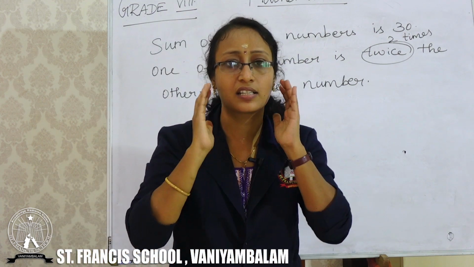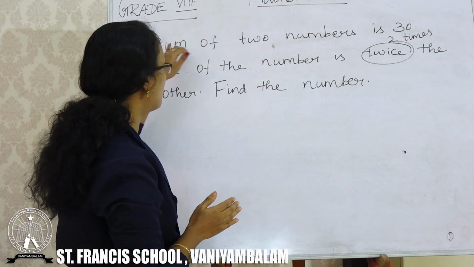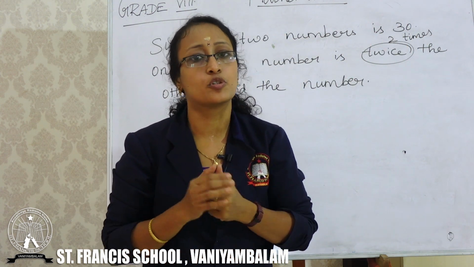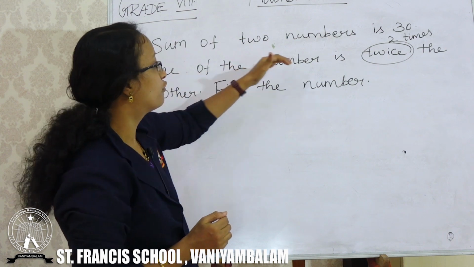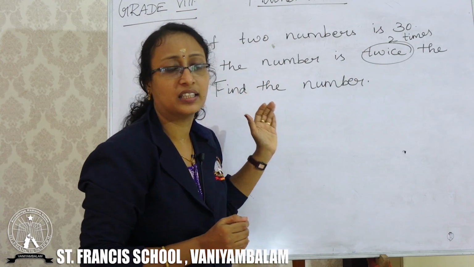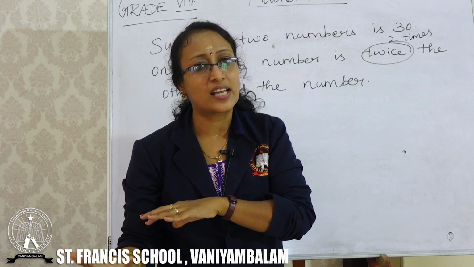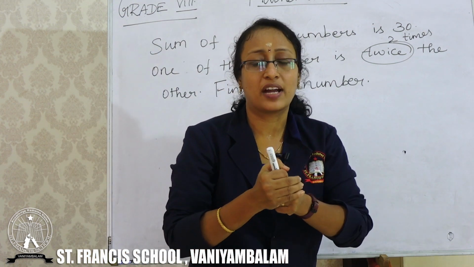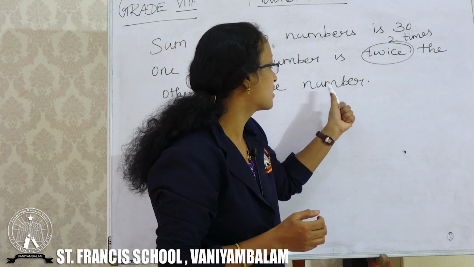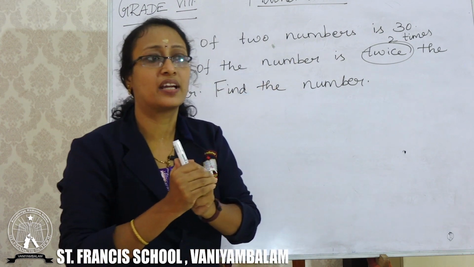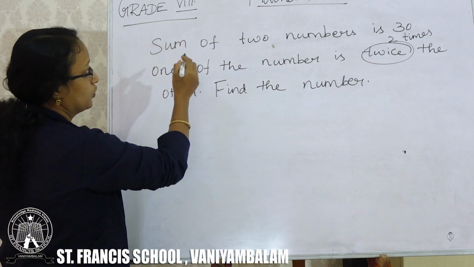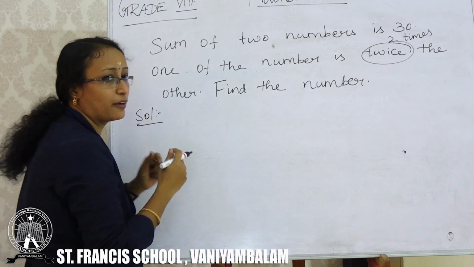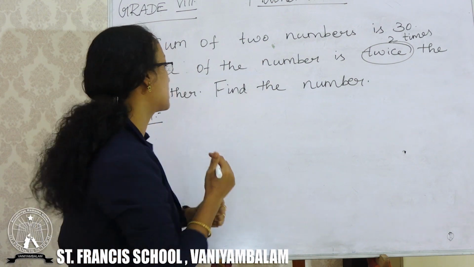First understand the question, children. Sum of two numbers is 30. If you add two numbers, you should get 30. And one number is twice the other. Find the number. You have to find the unknown variable here. That is, your unknown is the number. So how will you solve this problem? First, you have to form an equation from this statement.